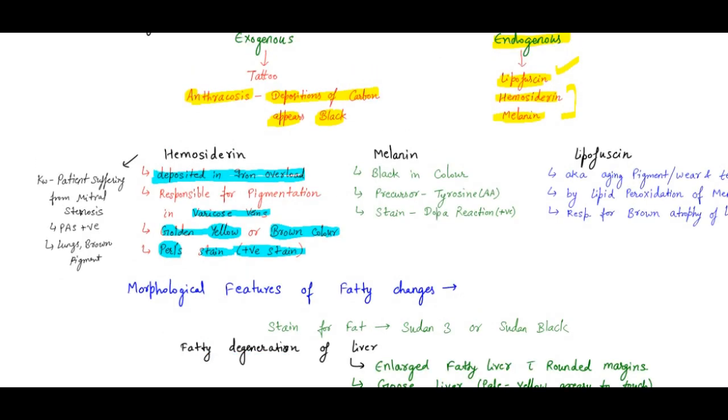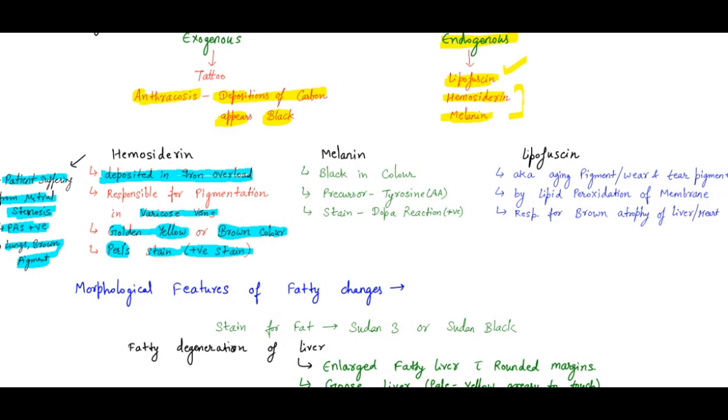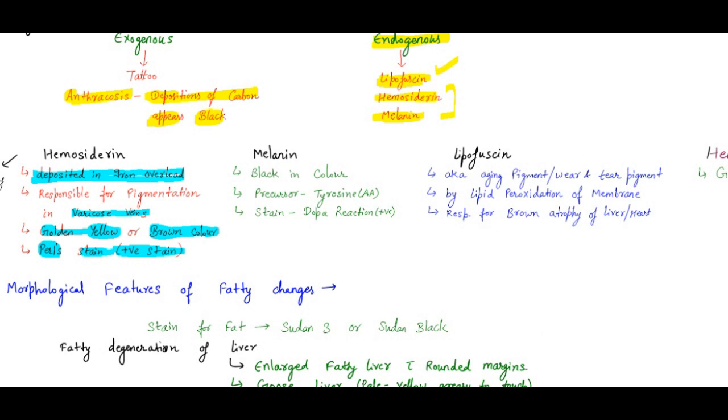Remember these keywords from a question I got: the patient is suffering from mitral stenosis, and they give Perls positive in the question, then lungs with brown pigment. All these cases characterize hemosiderin. Next we have melanin.